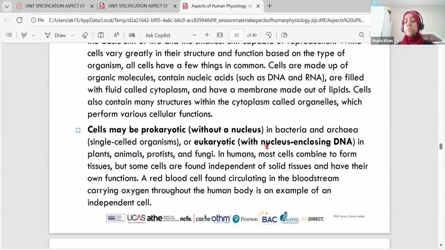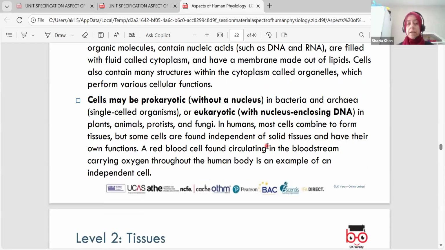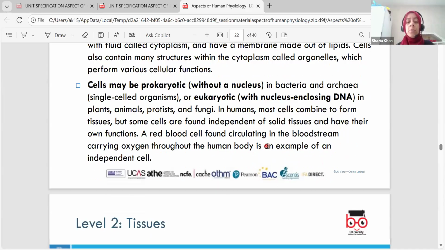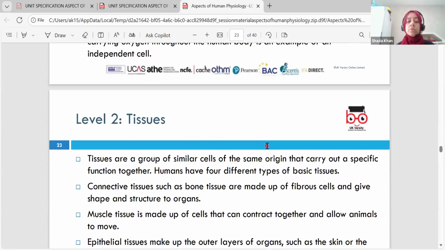In animals, in humans like us, most cells combine to form tissues, but some cells are found independent of solid tissues and have their own functions. The red blood cell, for instance, is found circulating in the bloodstream, and it carries oxygen throughout the human body. It's an example of an independent cell. So cells don't necessarily have to be always associated with organized tissue.